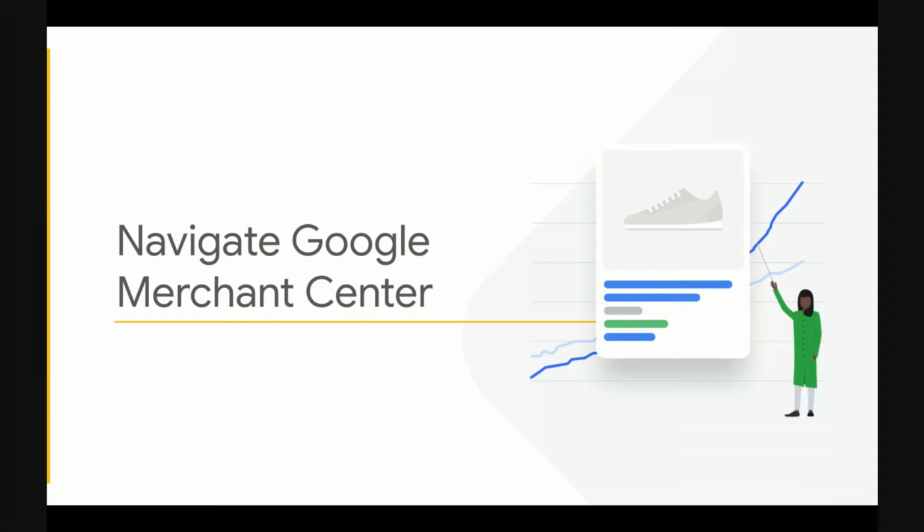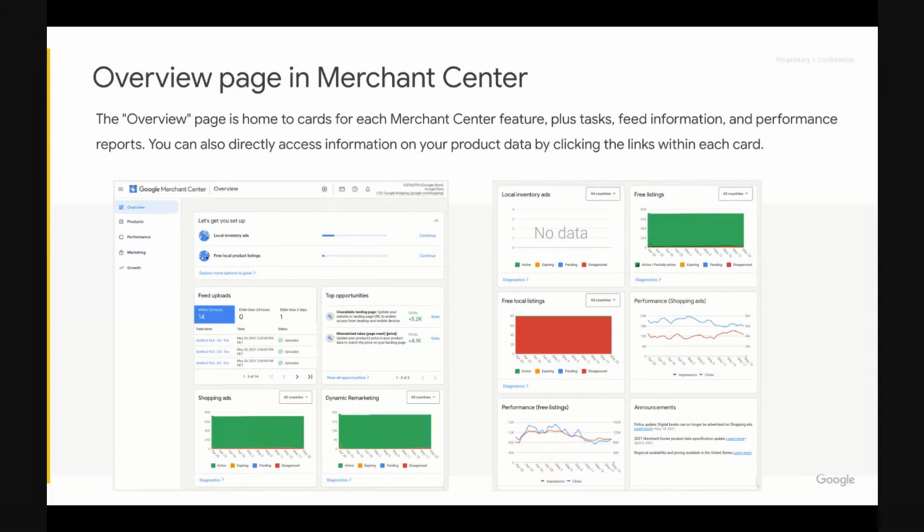All right, navigating Google Merchant Center. Next we're going to show you some of the most common pages and tabs that you'll see when you're going through your Merchant Center account, just to help you get a little bit more familiarized. The overview page in Merchant Center is home to cards for each Merchant Center feature, plus tasks, feed information, and performance reports. You can also directly access information on your product data by clicking the links within each card.